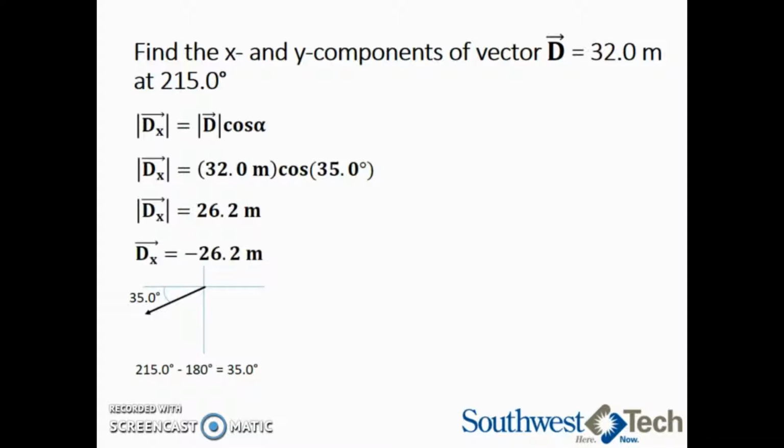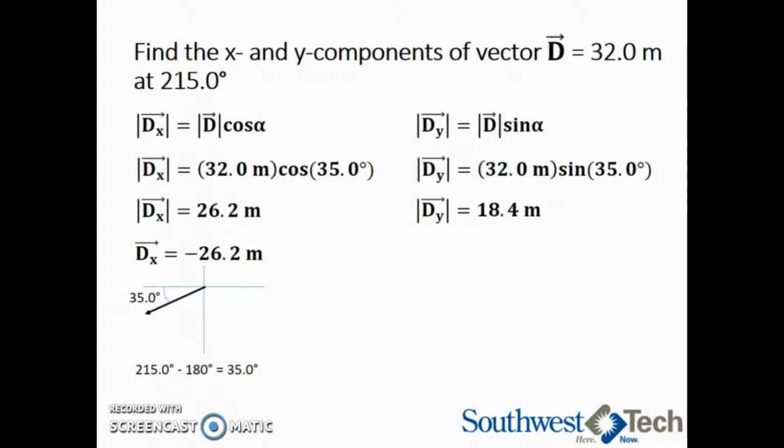To find the y component, we need to take the magnitude of d and multiply that by the sine of alpha, our acute angle. Substituting in our values, we have 32 meters multiplied by the sine of 35 degrees. This gives us a magnitude of 18.4 meters. However, since vector d is pointing down, d sub y is negative 18.4 meters.